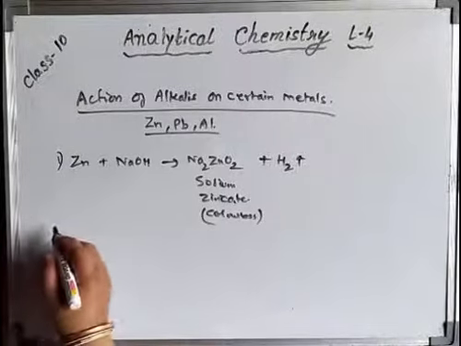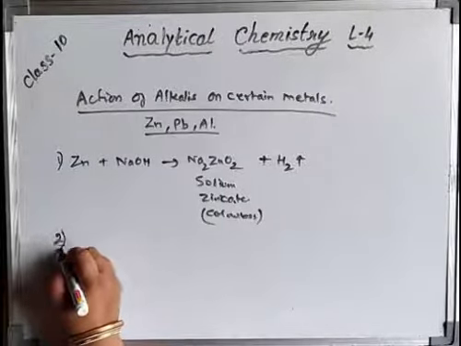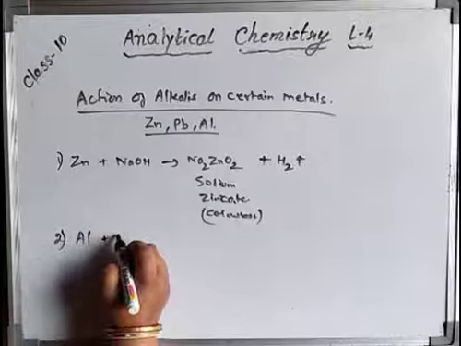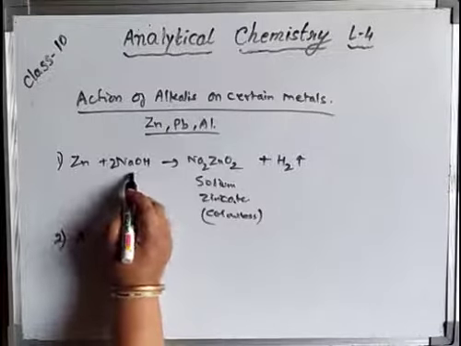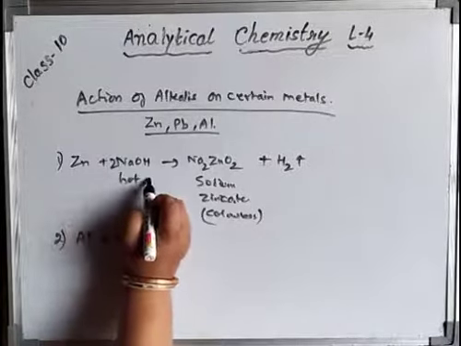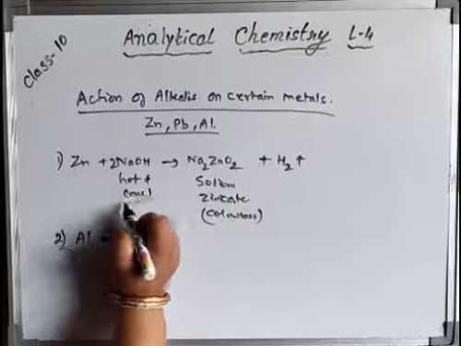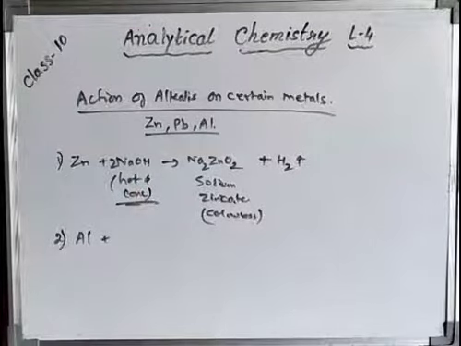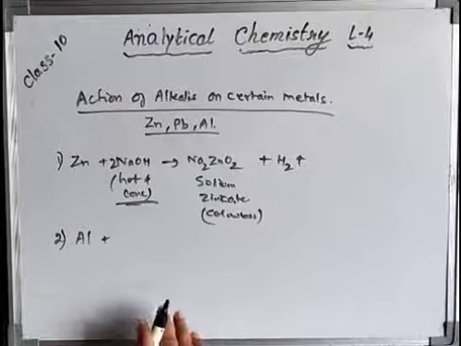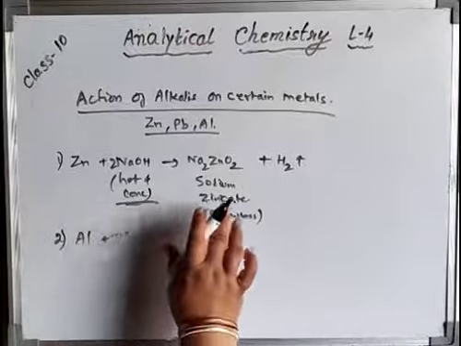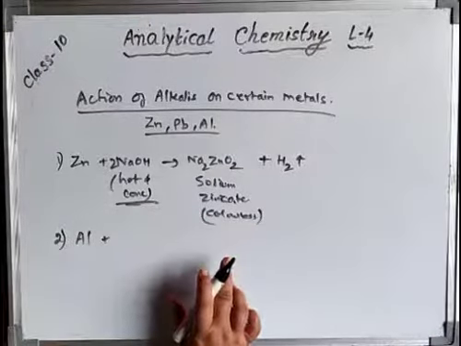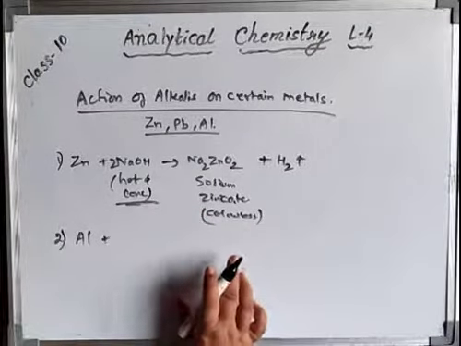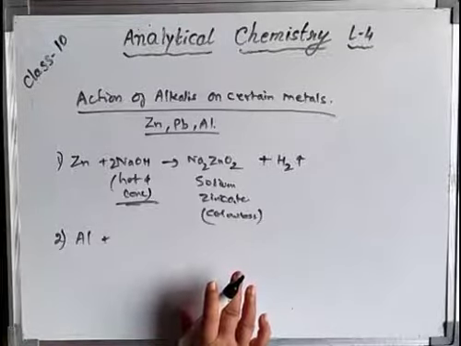Similarly, we can take aluminium also, Al plus NaOH. What conditions will be there? Hot and concentrated. You have to remember this. The alkali should be hot as well as concentrated. You know what concentrated means? It should be totally pure, not dilute. Only in these two conditions will they give the respective soluble salt, that is the complex salt, and hydrogen gas will be liberated.